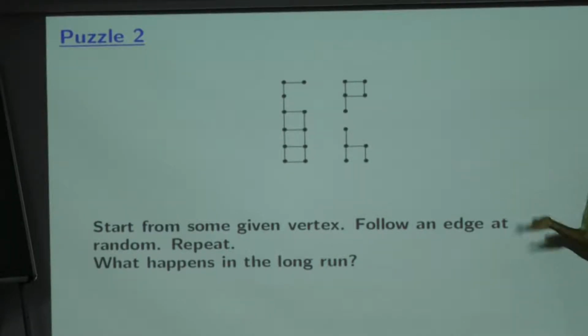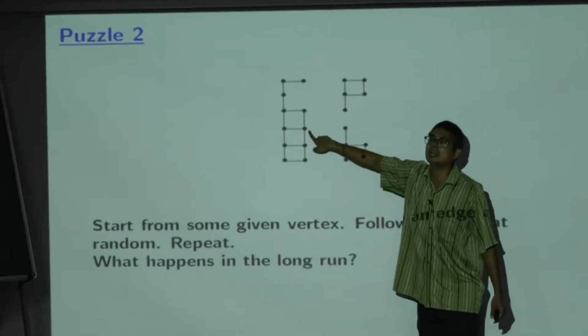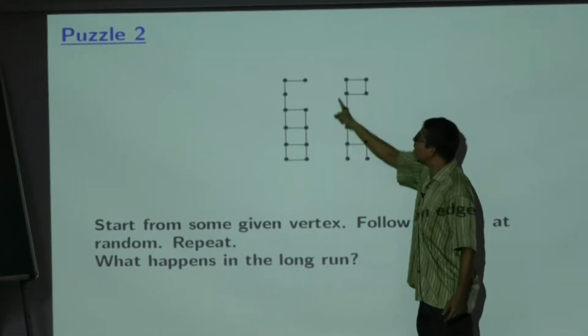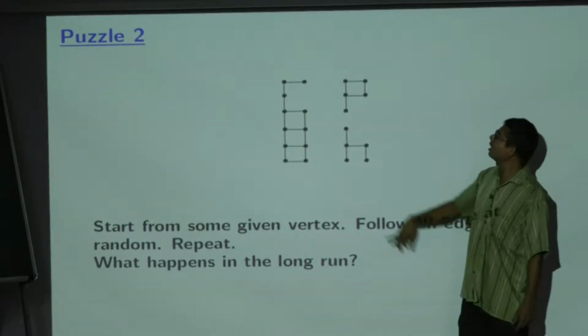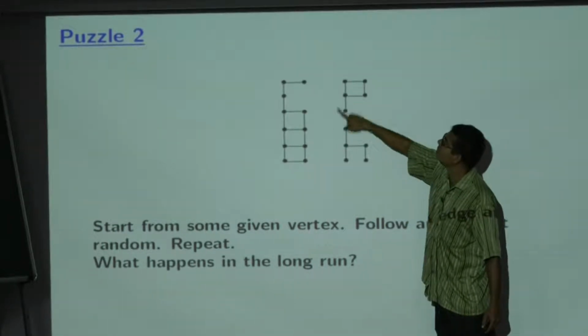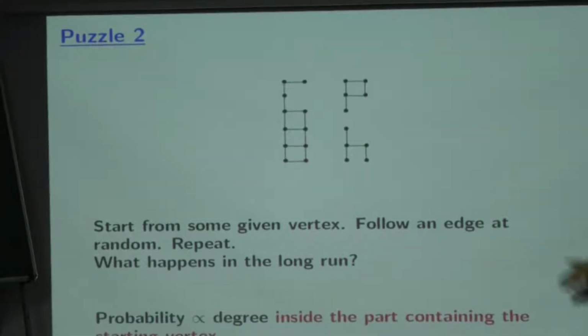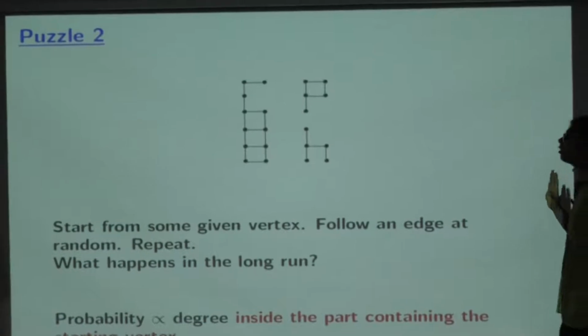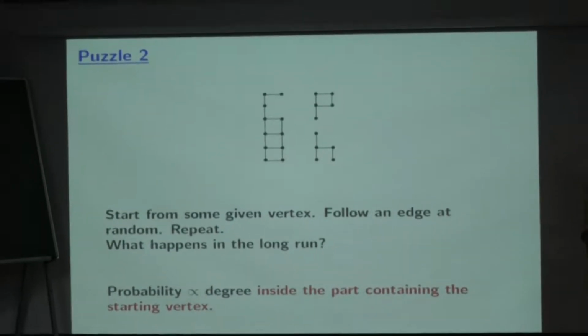From the first puzzle, the answer should be just obvious. What should it be? So suppose I start from here, then what is the chance that after a million steps I will be found here? 0. You'll never go there. So you'll be stuck inside that component. But inside that component, it is just like puzzle 1. So you'll have more chance of being found here, because it is 3, less chance of being found here, etc. So in this case, probability is still proportional to degree. However, you are stuck inside the part containing the starting vertex. Here, it is not independent of your starting position.